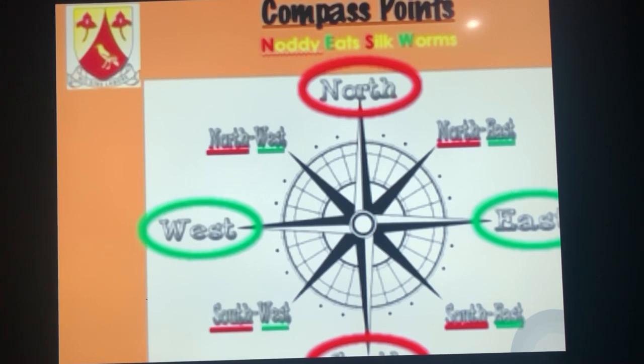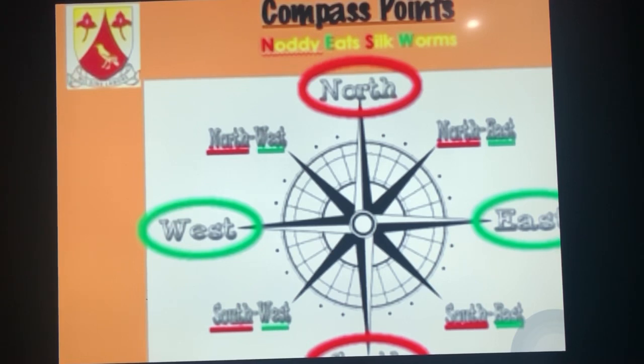Then the in-between points. Now I've already told you that north is the most important. Okay, north and south are the most important. So halfway between north and east, you get northeast. And we always put the north first because the north is more important than the east. And then halfway between east and south, we have southeast. Again, south is more important than east, so it comes first when we name that compass point.